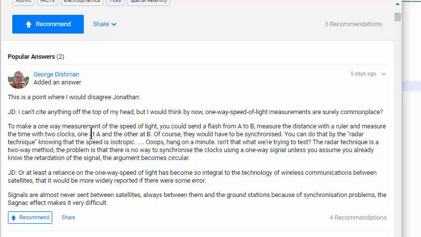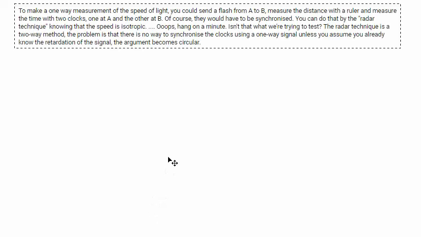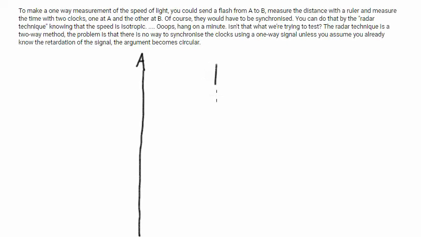And he said, to make a one-way measurement of the speed of light, you could send a flash from A to B, measure the distance with a ruler, and measure the time with two clocks. All right, let's go ahead and set up a space-time diagram for this scenario. This is point A and point B. Actually, in the example that we've been using, we've had these in the other direction. The reason I'm putting A over here and B over here is because we've been arguing over another example set up by somebody named Stefano Quattrino, and he's got A over here on the right.